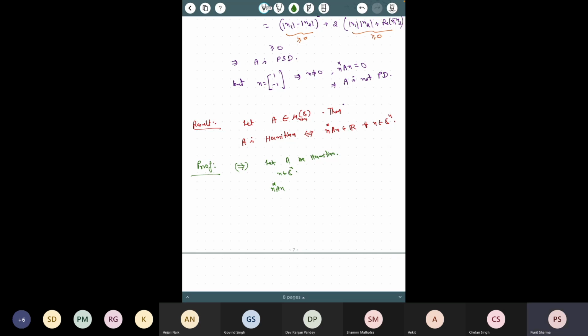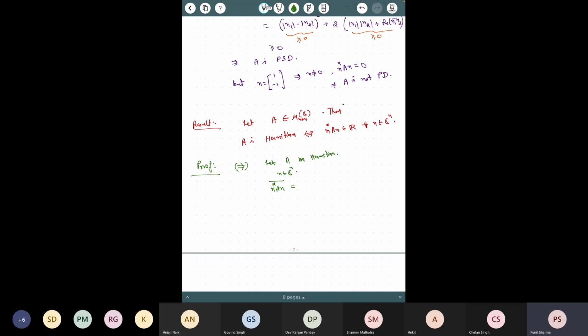So I have to show that x star Ax, this is just a scalar, is a real number, using the fact that A is Hermitian. So how to show that a complex number is real? Just show that its conjugate is equal to the number itself. If I show that the conjugate of this number is the number itself, then you can say that x star Ax is real.